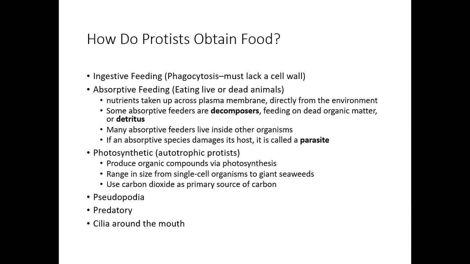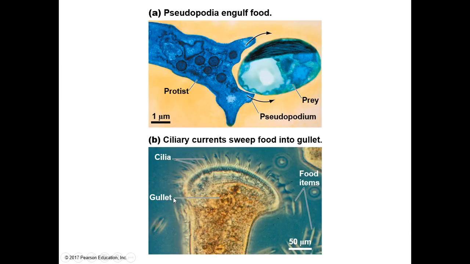There's many feeding mechanisms that we've seen with this. And when we get into their movement here in a second, we'll talk about pseudopodia and cilia around the mouth and the predatory ways in which these things move. So here's an example of the pseudopodia, which is like the feet of the protist. Like I said, we'll talk about that in a second. You can see that this protist is literally wrapping itself around the prey species here and engulfing it.